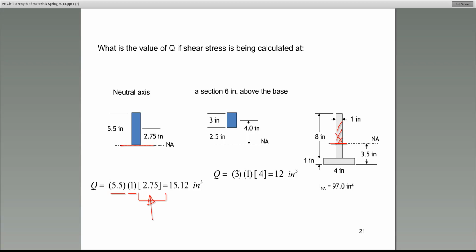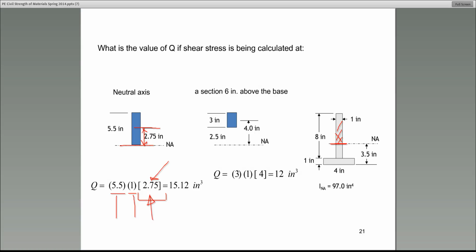This moment arm you need is simply the distance between the centroid of the area we have highlighted, measured from the neutral axis of the entire body. So in this case, it's 2.75. Now, how do we calculate Q? We find the area, in this case 5.5 times 1 times 2.75, the moment arm. What do you come up with?